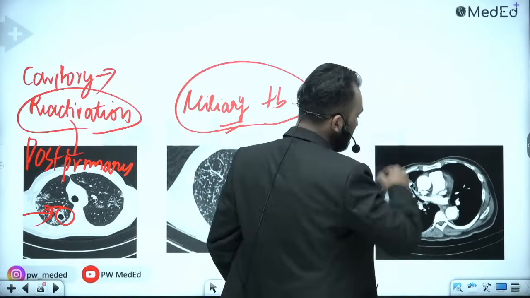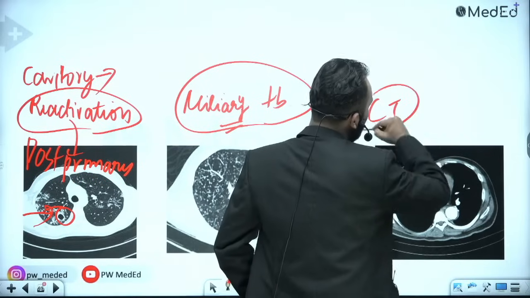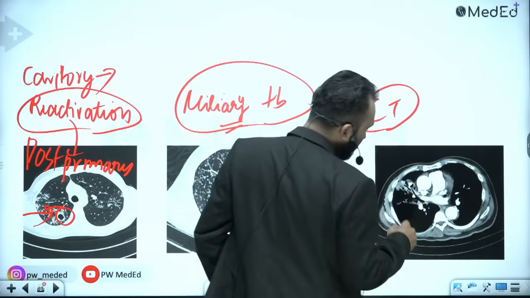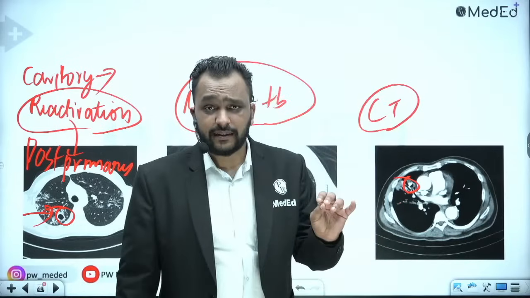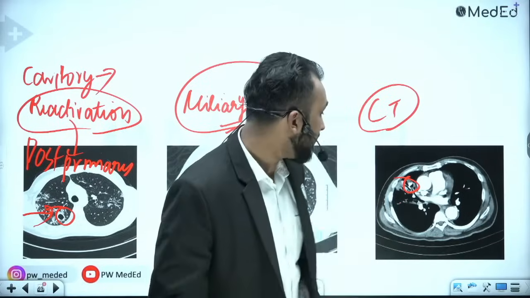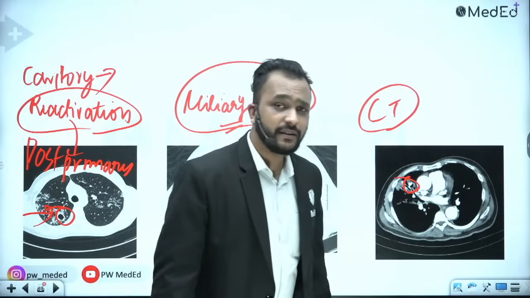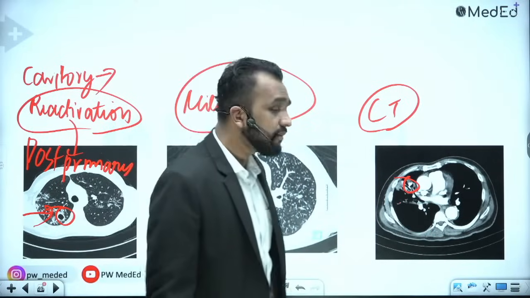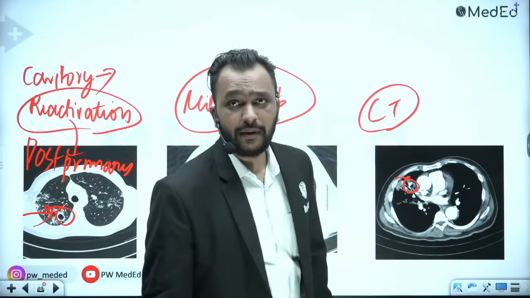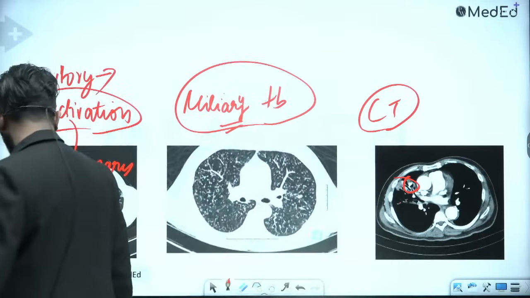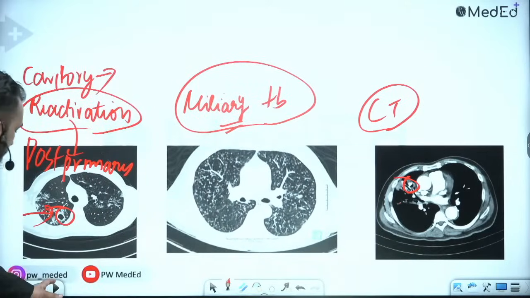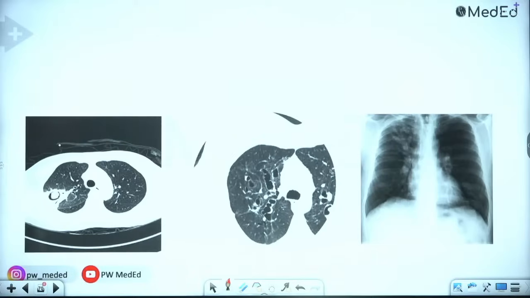And here in this CT pulmonary angiography, you can see that there is an aneurysm involving the pulmonary artery. There is aneurysmal dilatation of the pulmonary artery. This is your Rasmussen's aneurysm, and this patient will come with complaints of massive hemoptysis, right?